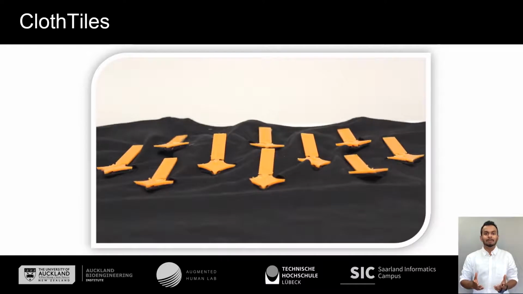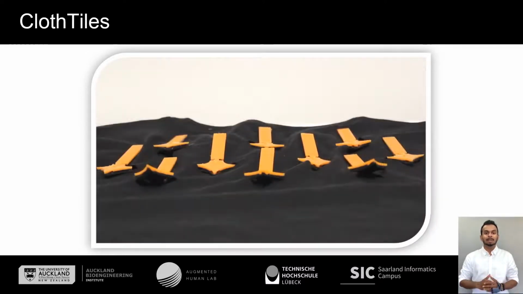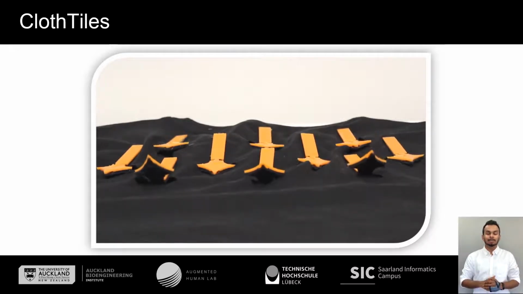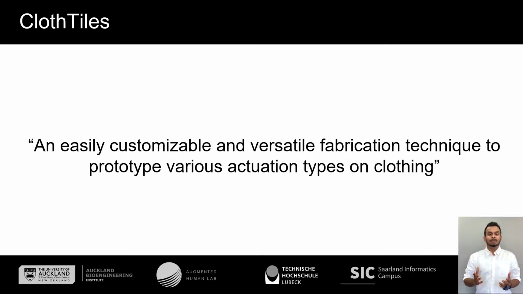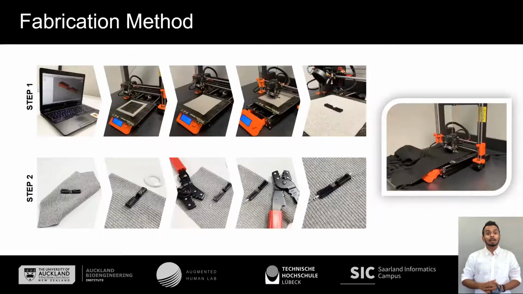In this work, we present ClothTiles, a prototyping platform to fabricate customized actuators on clothing using 3D printing and shape memory alloys. Our main contribution is providing an easily customizable and versatile fabrication technique for enabling actuation on textile interfaces. Here, we have used commonly available raw materials such as flexible 3D printing filaments, SMA wires, and of course, a piece of clothing. This technique basically involves two steps.